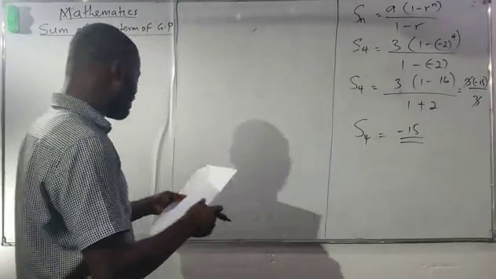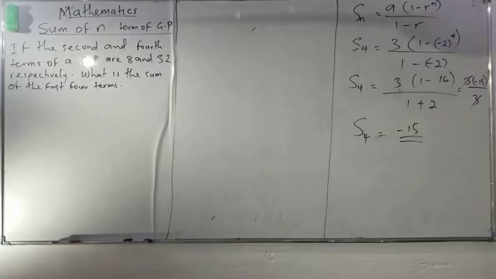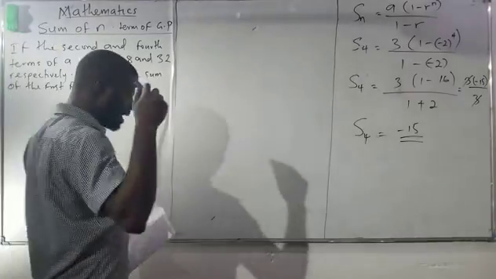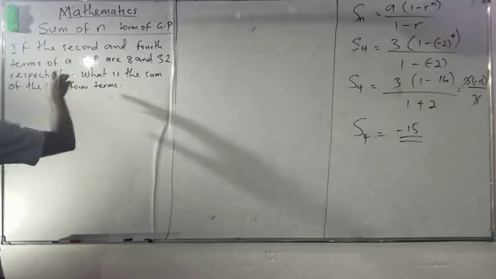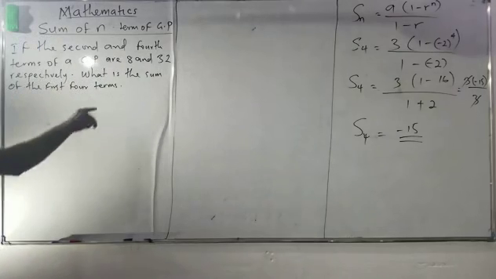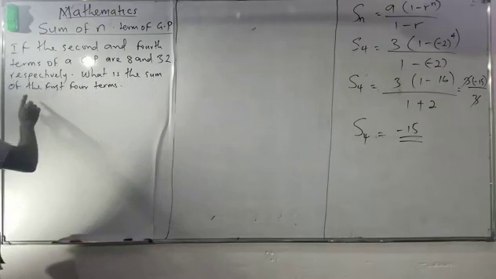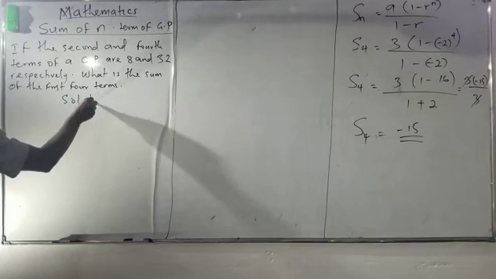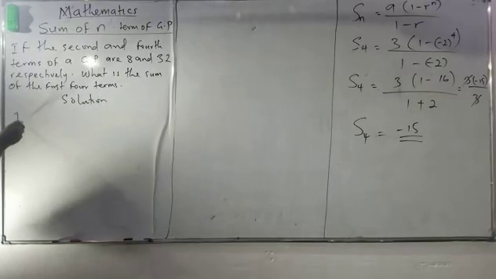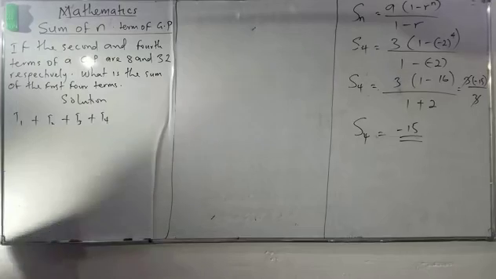The second problem would be this. Permit me to write it down. Okay, mind you, this video will be a continuation of the last video, and I have this question: if the second and the fourth term of a GP are 8 and 32 respectively, what is the sum of the first 4 terms? The solution to this problem, we are looking for T1 plus T2 plus T3 plus T4. That's what we are looking for.